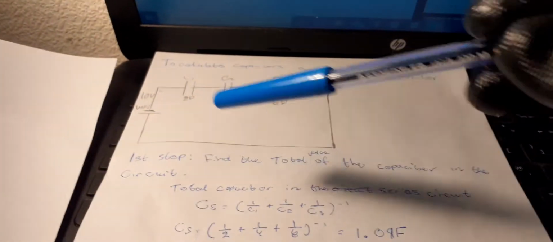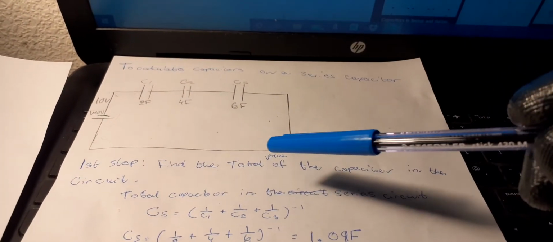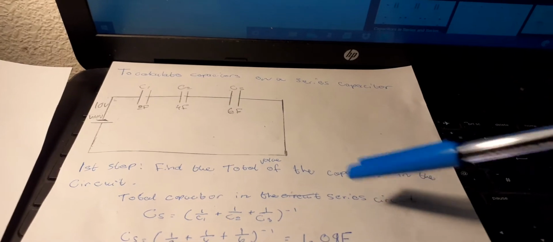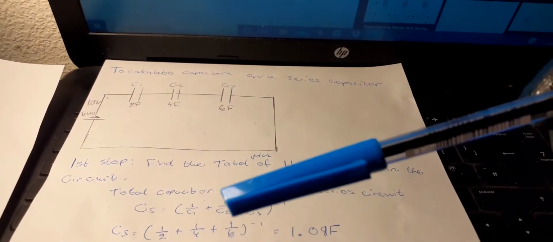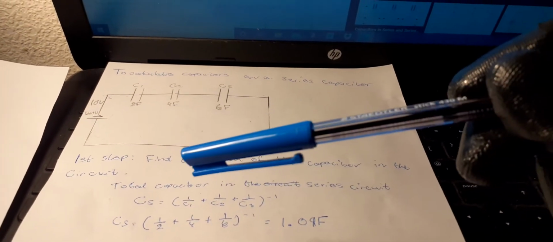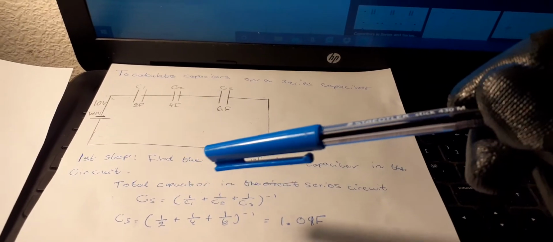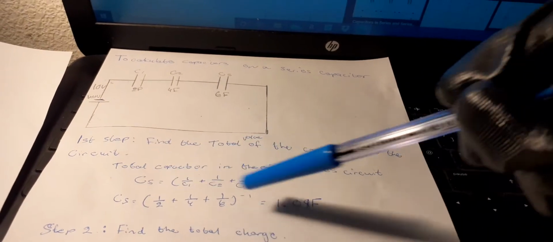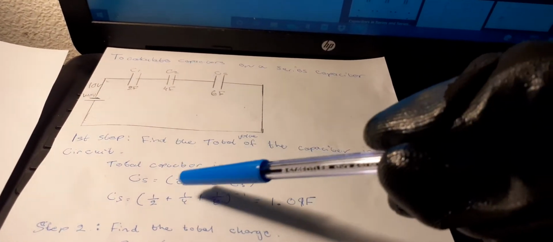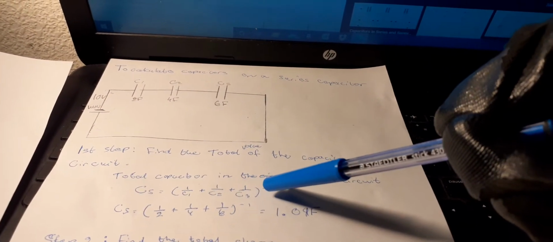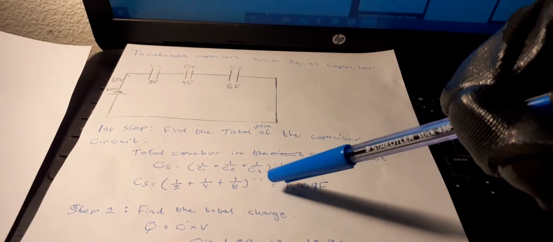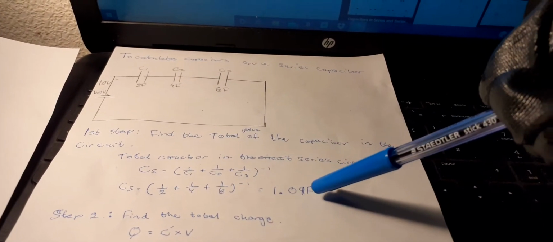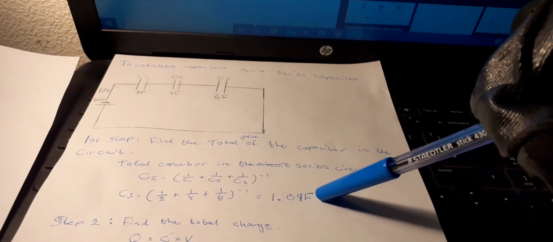First thing I do is to find the total value of the capacitor in the circuit. To find the total value of capacitors in the series circuit, you apply this formula for the series circuit, which means we get 1.09 Farad.